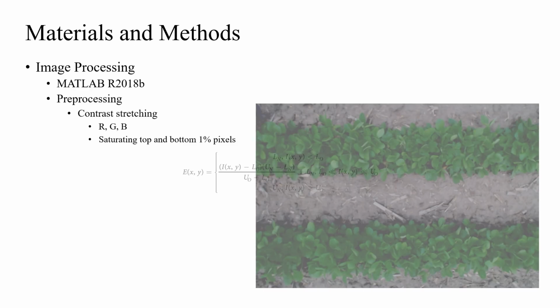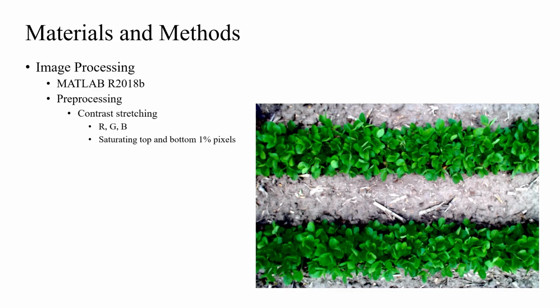of all pixel values. And here is the mathematical expression of contrast stretching, where LO and UO are the original lower and upper pixel value limits, which are the first and 99th percentiles of all pixel values in image I of XY, and LN and UN are the new limits, which are 0 and 255 for 8-bit images. And we can turn an underexposed raw soybean canopy image like this into this.